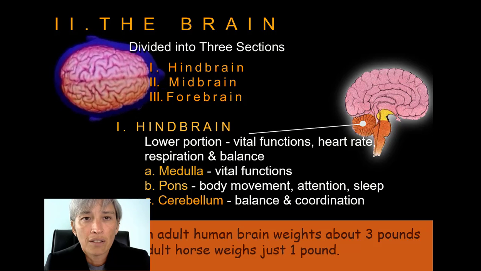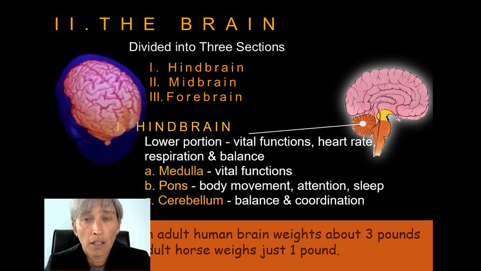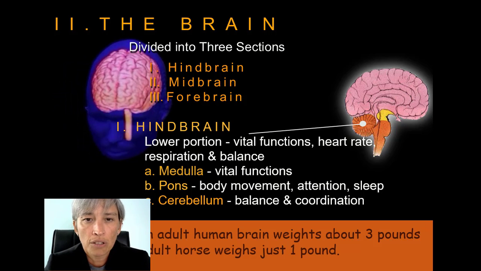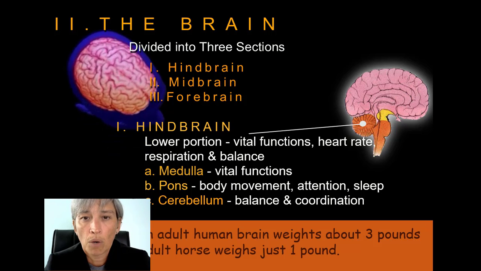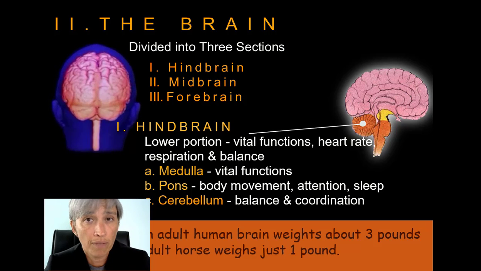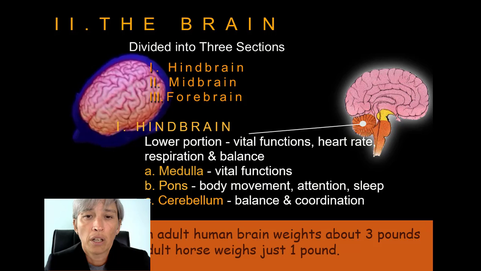Today we know that the brain is divided into 3 sections, and those include the hindbrain, the midbrain, and the forebrain. And you can think of the hindbrain, or the back of the brain, as the vital functionings of our bodies and what we need to survive. So this is the lower portion of the brain. It is the first to develop in human beings. Its vital functions are heart rate, respiration, and balance.